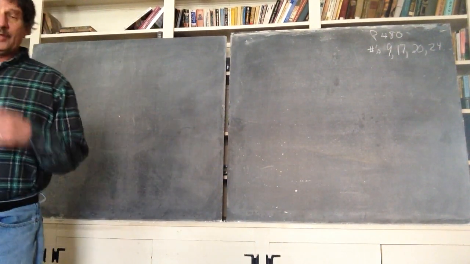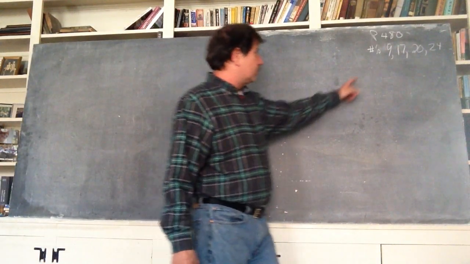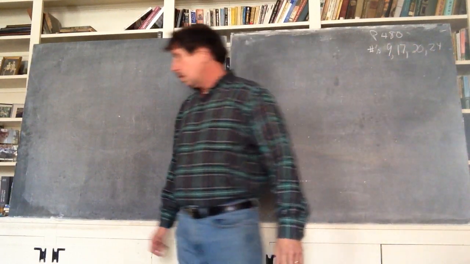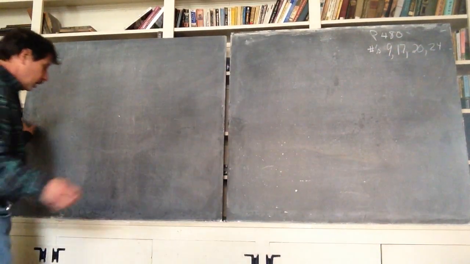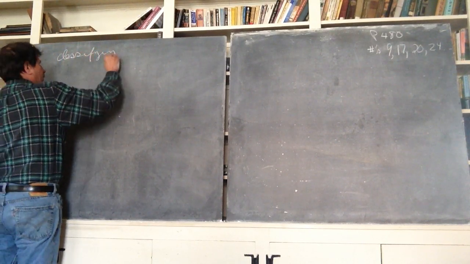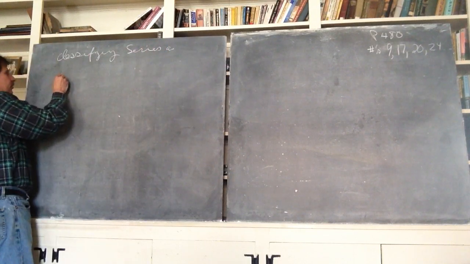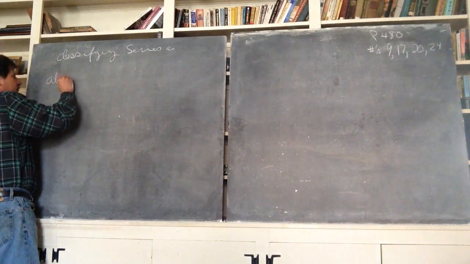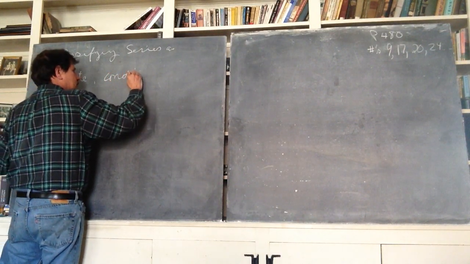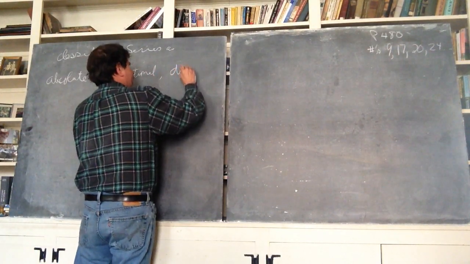This is an example. I assigned 4 homework problems. This is what we're going to be doing. These 4 problems on page 480, number 9, 17, 20, 24. Hopefully we get all 4 done in this video. But what we're doing is classifying series as absolutely convergent, conditionally convergent, or divergent.